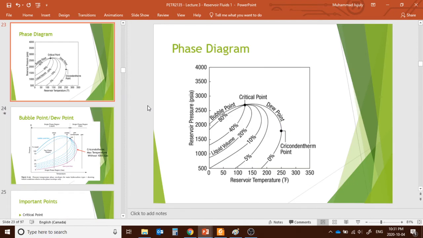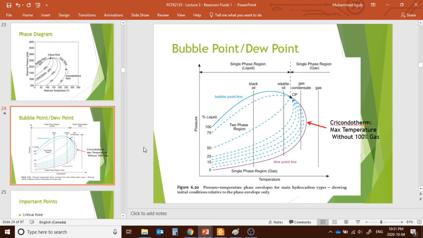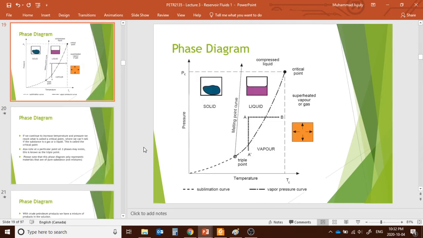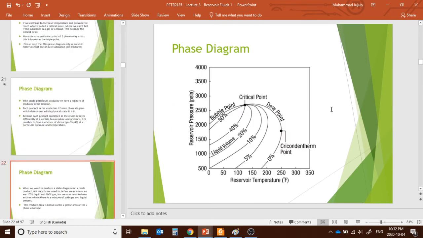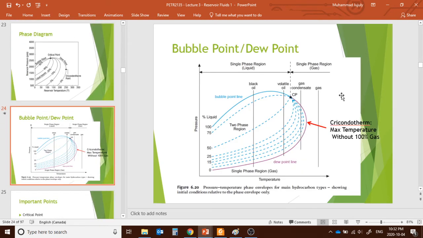So this is an example of a reservoir phase diagram. Now this Cricondentherm, it is the maximum temperature. Okay, you remember this critical point, beyond this critical point you'll only get the superheated vapor. So that happens for a single component, but since crude oil is a mixture, the Cricondentherm became a single point, not a region, and here at this point it is the maximum temperature without 100% gas.